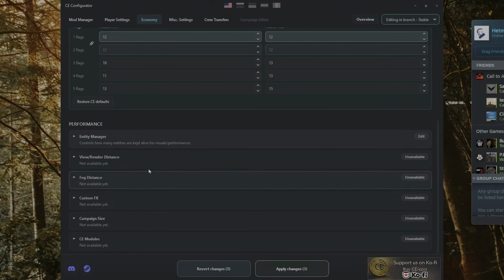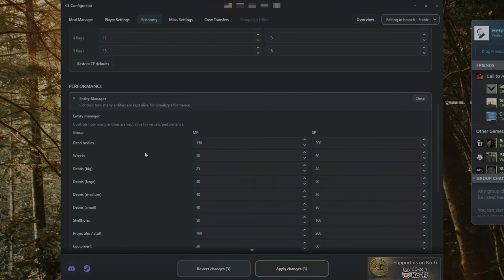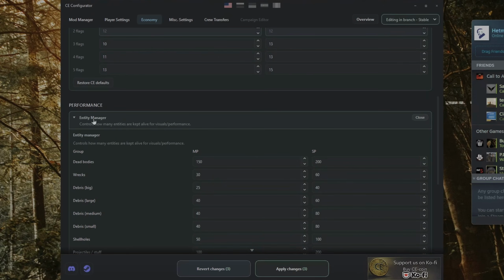Over here, we have some performance settings, and a lot of things are not available. There's a developers version of this app where more things are available, but for the public, this is not available currently. This was called Entity Manager. It decides how many things will stay on the map. So if a soldier dies, you are limited to 150 bodies in multiplayer, but you can have up to 200 bodies in single player. The more bodies, the more assets there are in the game, the lower the performance is.